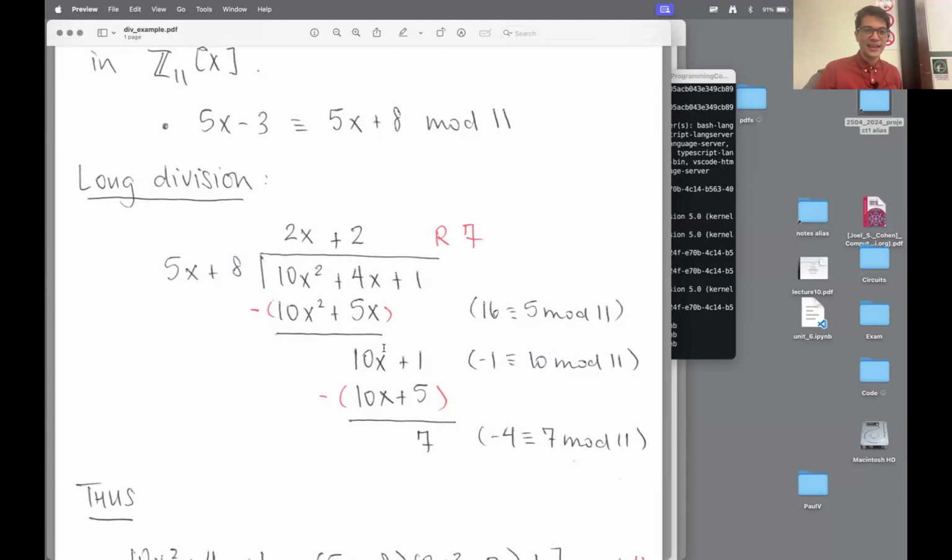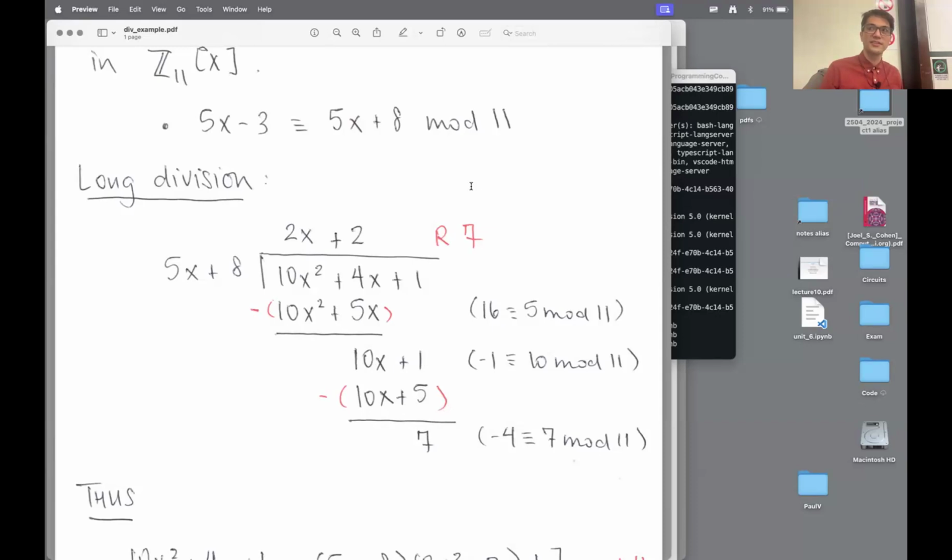How do we eliminate 10x plus 1 using 5x plus 8? Well, I have to get rid of that 10 again. So I'm going to multiply by 2. We're going to get 10x plus 16. 16 is 5 mod 11. Their difference is 0 here, and 1 minus 5 is minus 4, which is 7 mod 11. So that's 7. Since this is less degree than this, I have to stop. There's nothing I can multiply this by where this is going to disappear. So this is the stopping condition of the remainder algorithm.